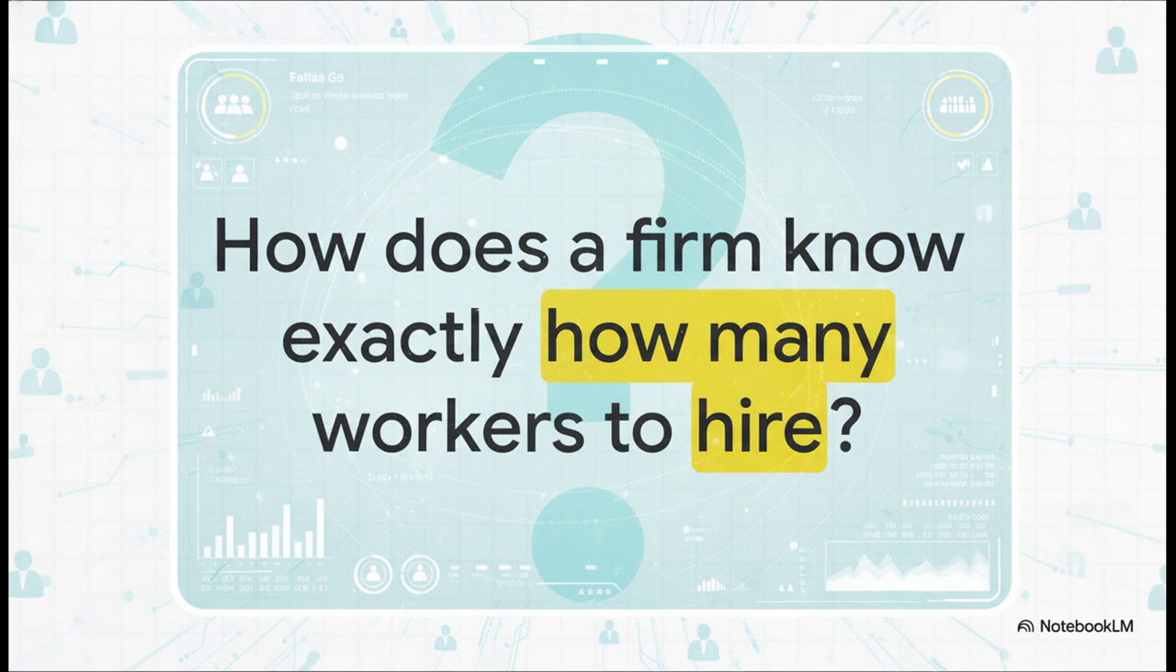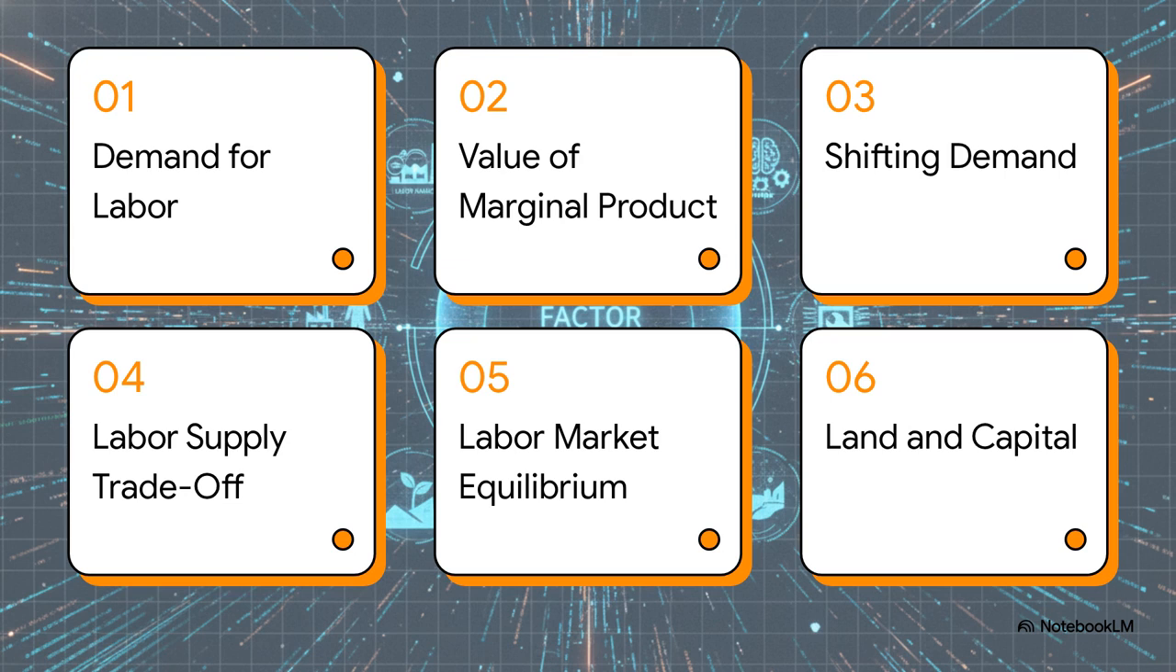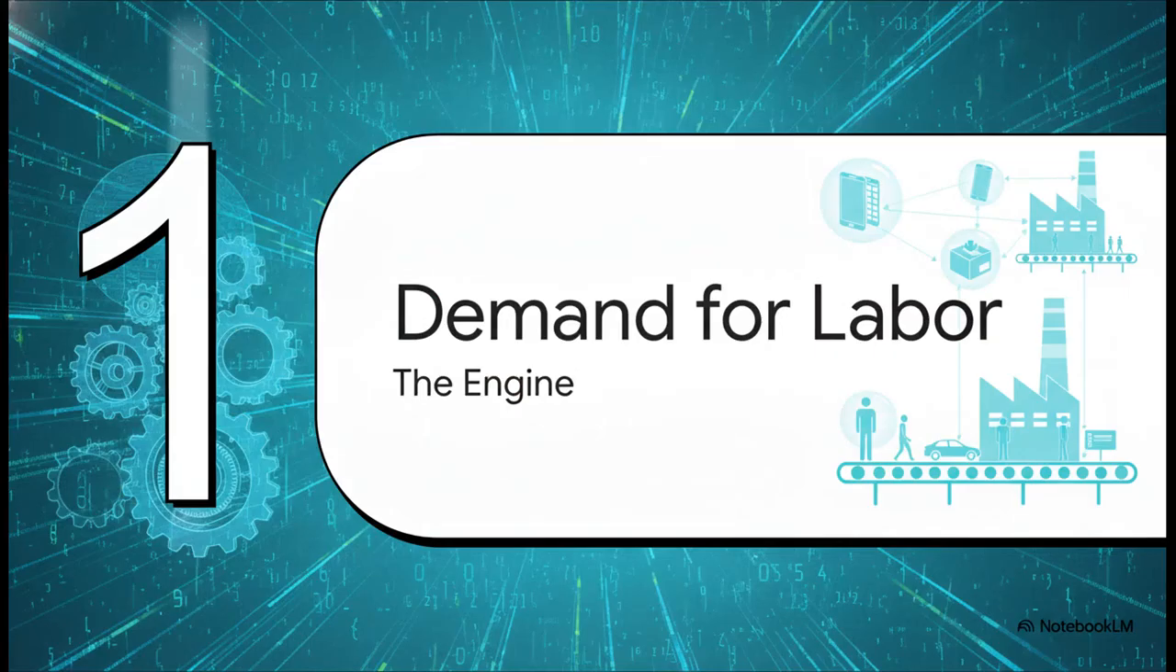maximize their profits. Here's our roadmap for today's explainer. We'll start with the demand for labor, move to the value of marginal product, look at shifting the demand curve, explore the labor-supply trade-off, find labor market equilibrium, and finally, factor in land and capital. Part 1. The engine, the demand for labor.